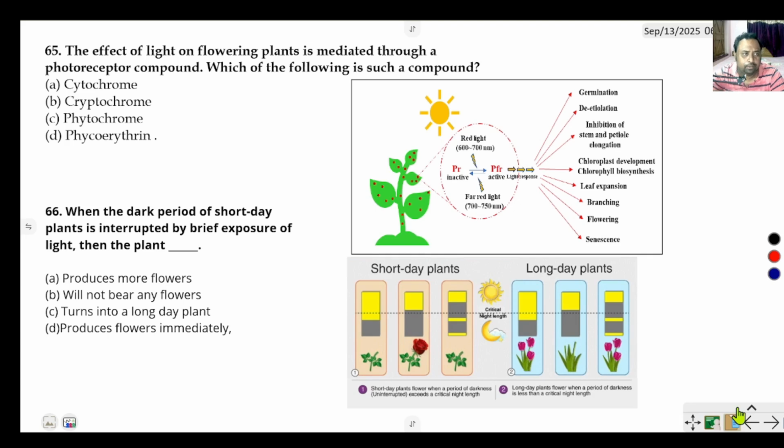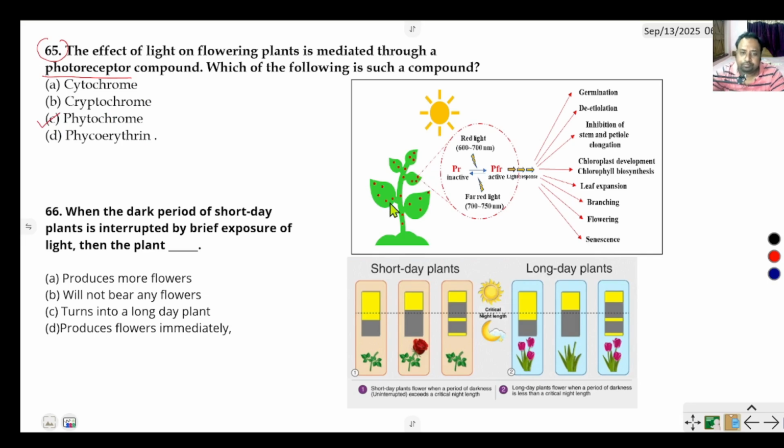Next question number 65. The effect of light on flowering plants is mediated through a photoreceptor. Photoreceptor means a pigment or any type of compound that absorbs light. Which of the following is such a compound? Cytochromes, phytochromes, and phycoerythrin. Here the correct option of this question is phytochromes.